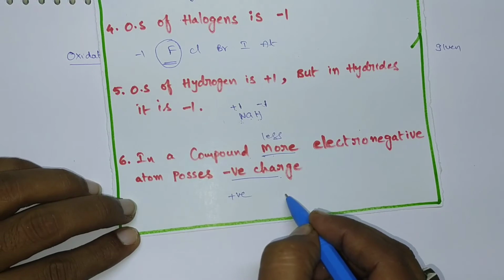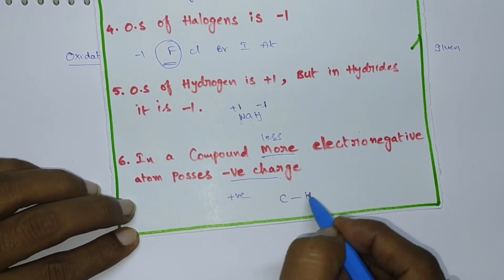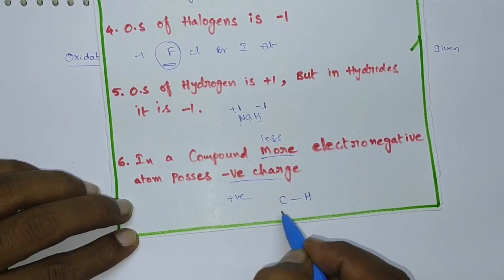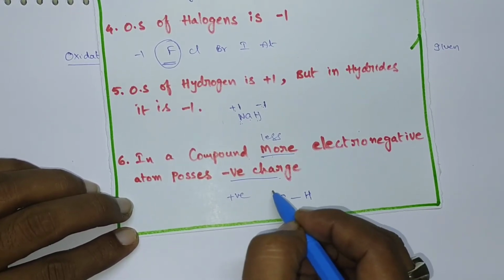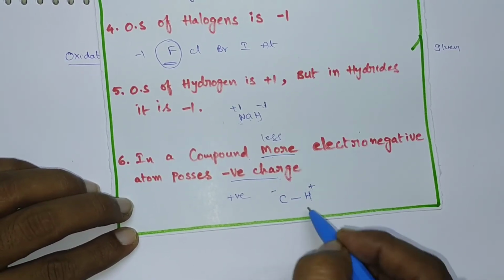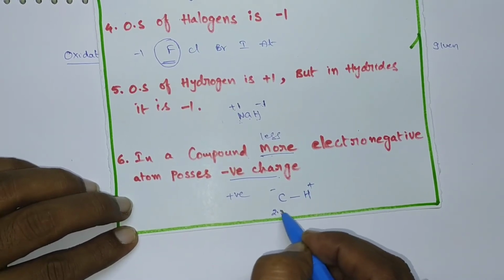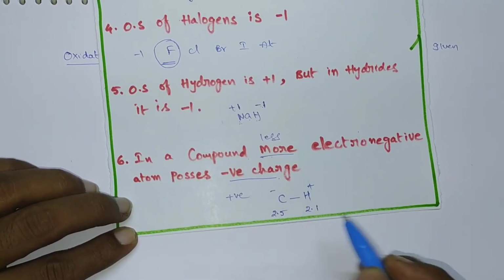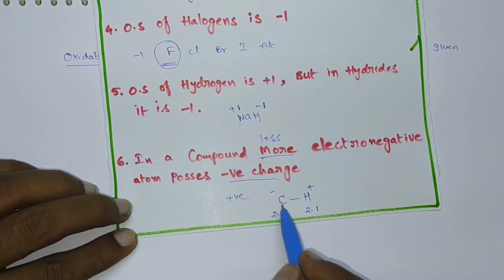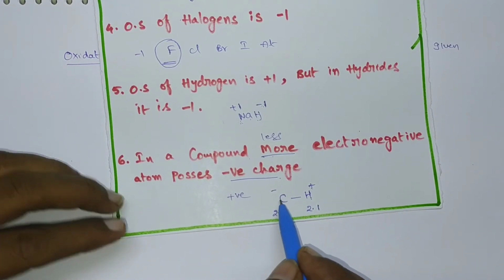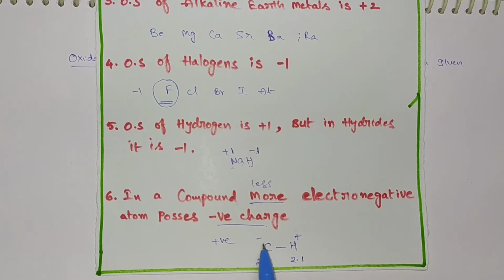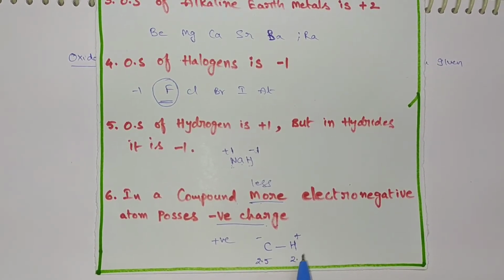Suppose you take the bond between carbon and hydrogen. Here hydrogen is the less electronegative element and carbon is the more electronegative element. So carbon possesses negative charge and hydrogen possesses positive charge. The electronegativity of carbon is 2.5 and the electronegativity of hydrogen is 2.1. So hydrogen is less electronegative, that's why it possesses positive charge, and carbon is more electronegative, that's why it possesses negative charge.